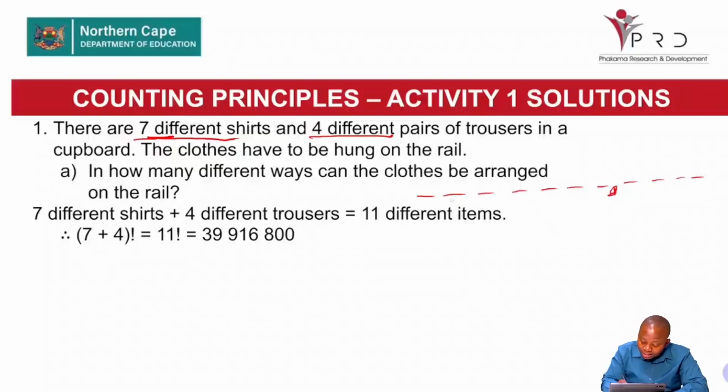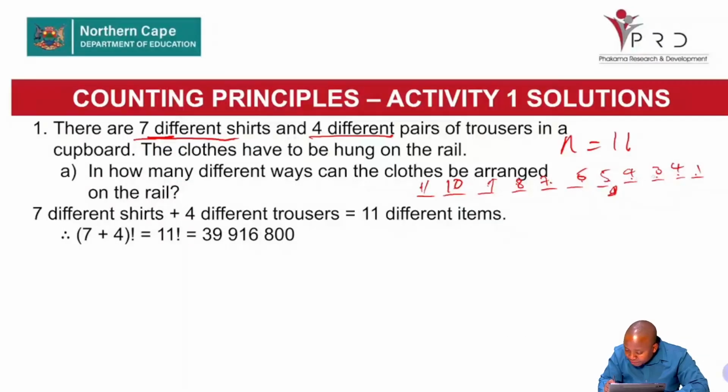So we can say that this one, it will be 1, 2, 3, 4, 5, 6, 7, 8, 9, 10, 11. So n is going to be 11. Then what are we saying in this case? We are now saying, because it's 11, going back to 1. So it's 11, 10, 9, 8, 7, 6, 5, 4, 3, 2, 1.